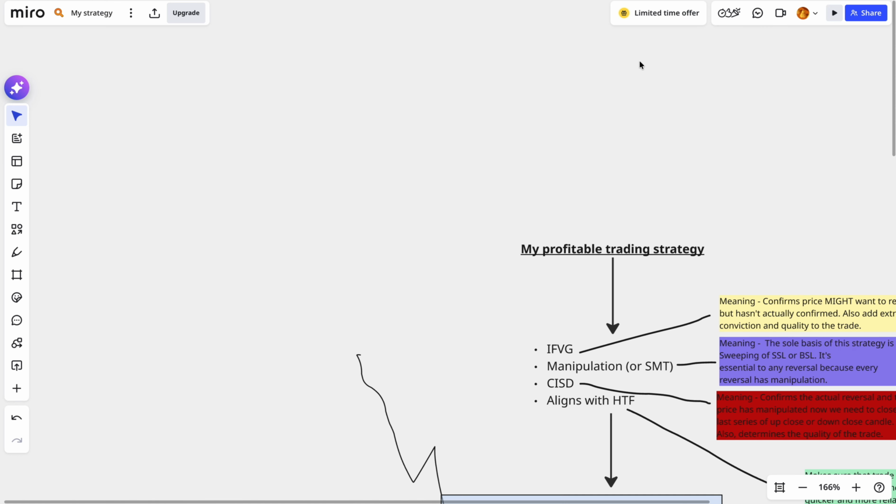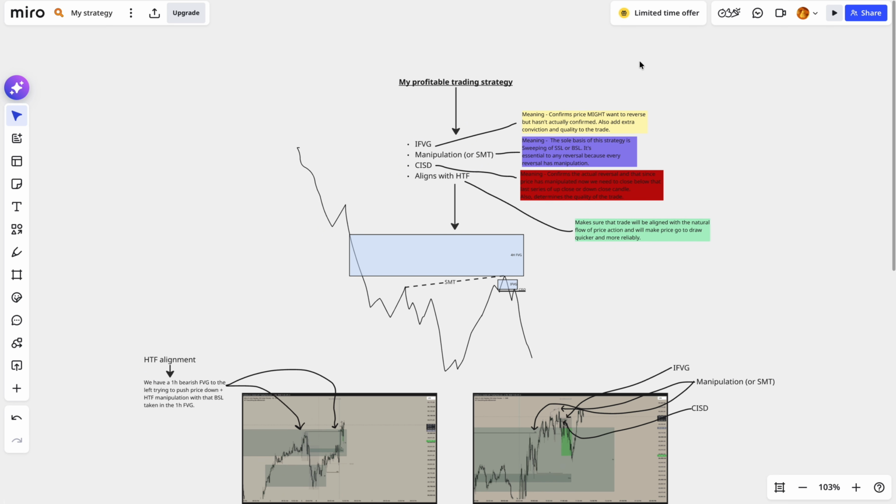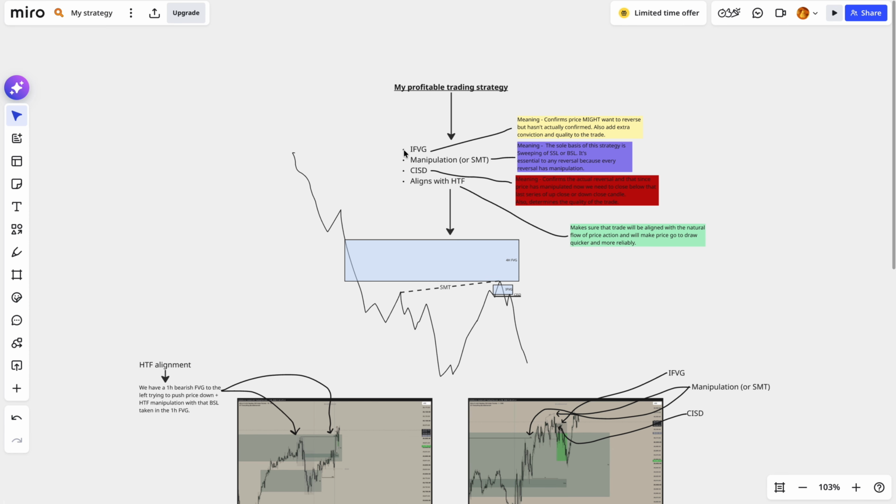All right. So this model contains four concepts. Technically three, but I think the other one counts. So one is an inverse rally gap, and then the other one is a manipulation, and then the other one is change of the state, and then the other one is aligns with the higher time frame.